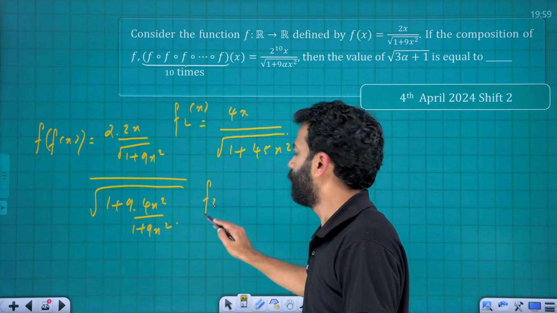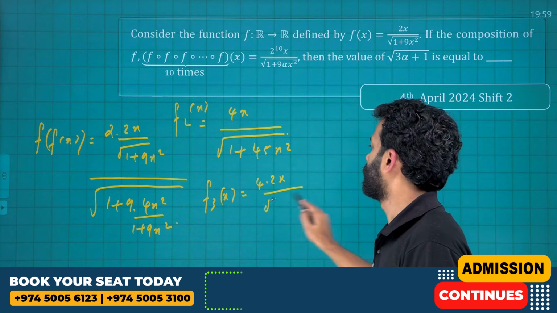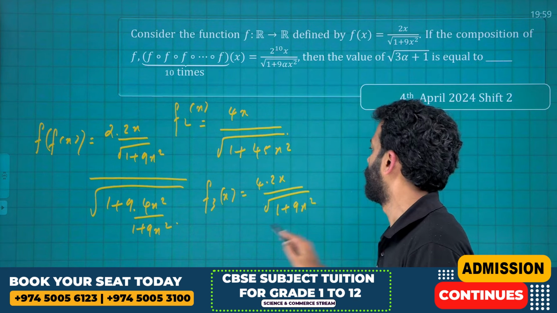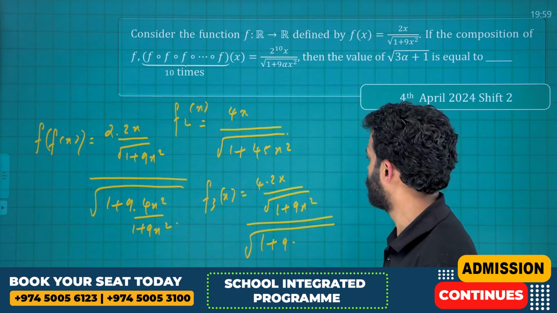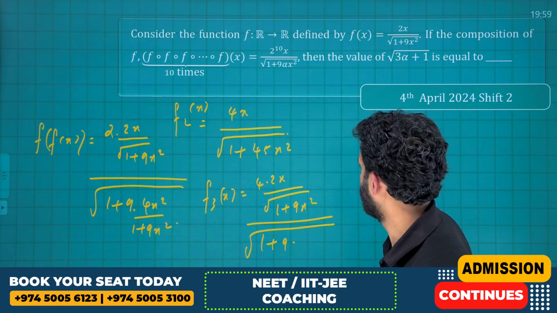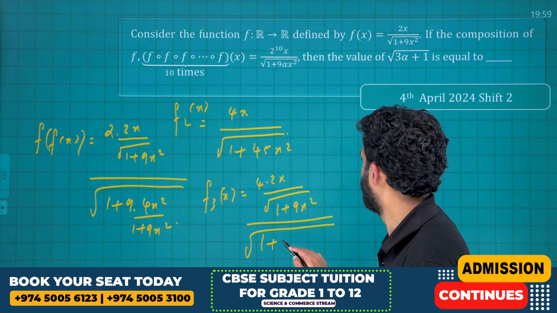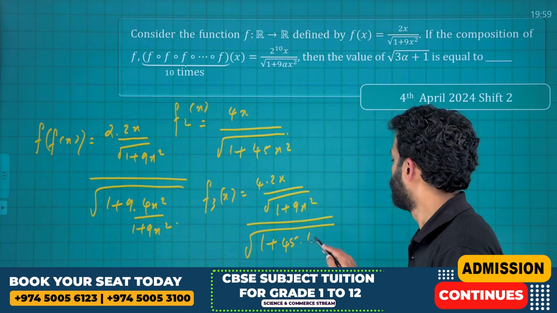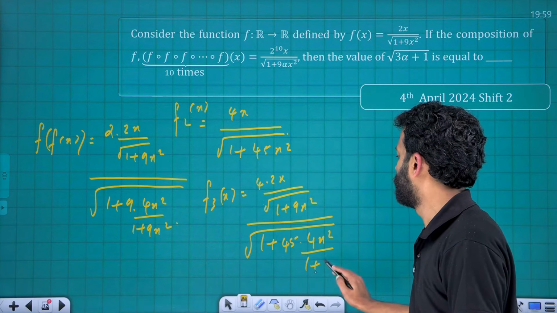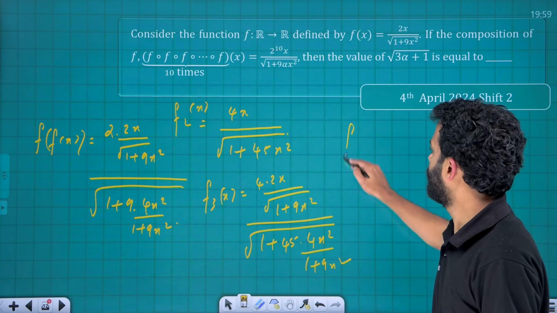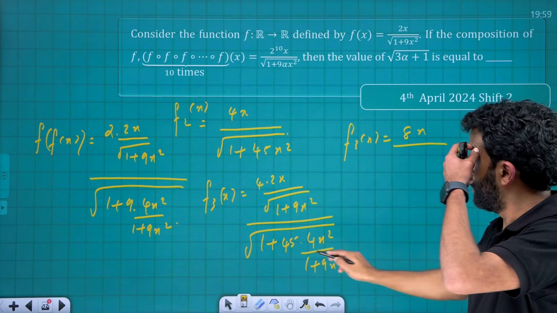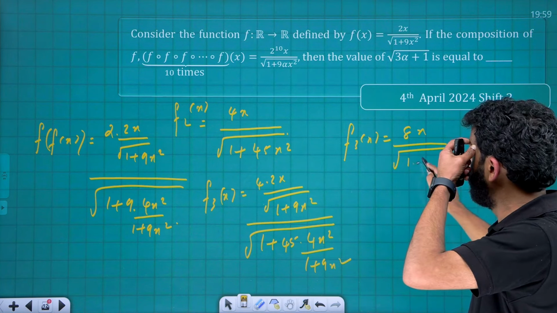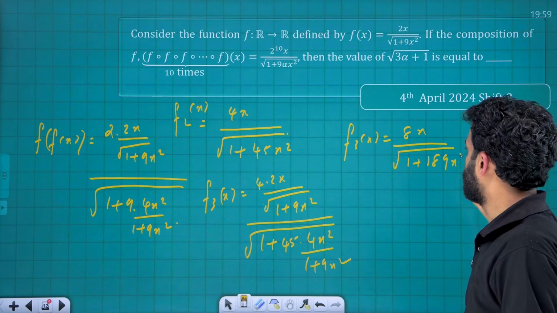Okay, f3 of x, that is 4 into 2x divided by root of 1 plus 9x square, whole divided by root of 1 plus 9 into, okay, that is, 1 plus 45 into 4x square divided by 1 plus 9x square. Operating like this, you will get 8x divided by root of 1 plus 189x square.